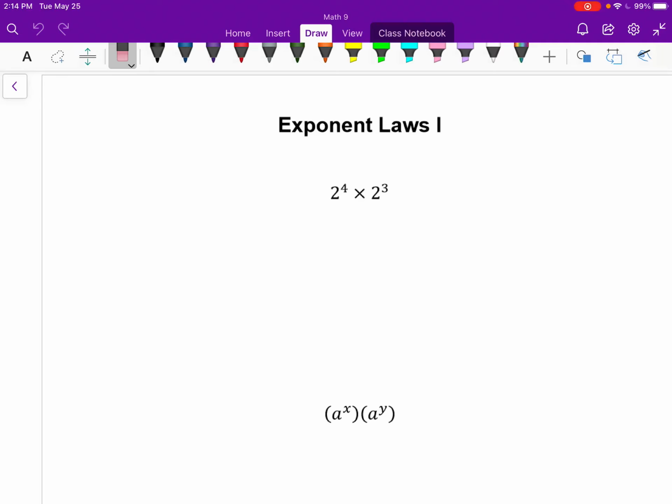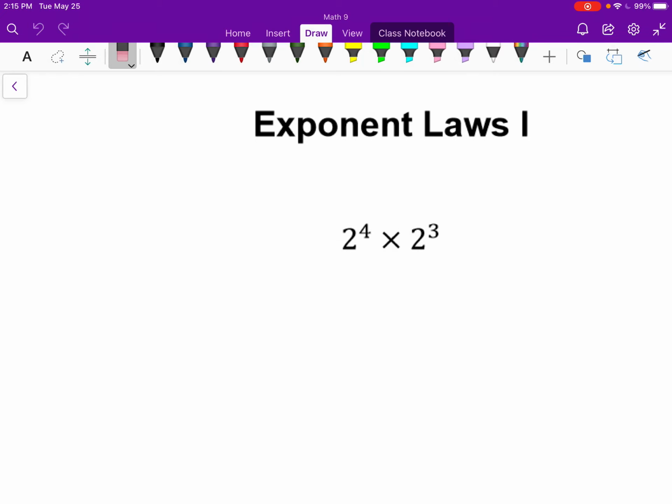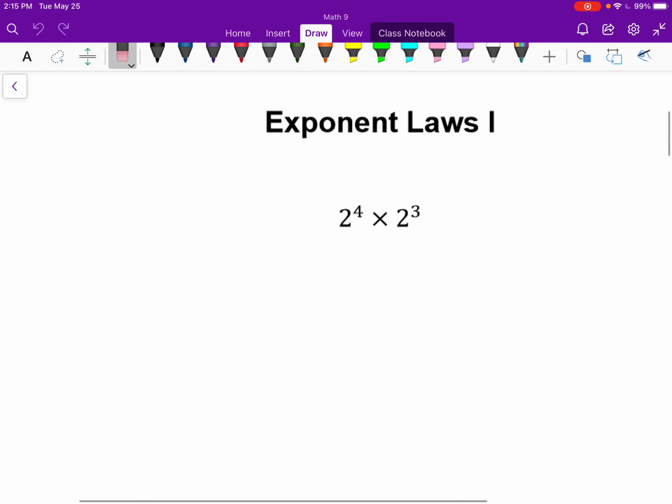So this is the first of two short lessons, just introducing some exponent laws, which really just means some properties when working with powers. I guess you can think of it as shortcuts, ways to speed up working with certain types of powers. For example, here I have 2 to the power 4 times 2 to the power 3. I'm multiplying two powers that have the same base. They both have a base of 2, but they have different exponents.